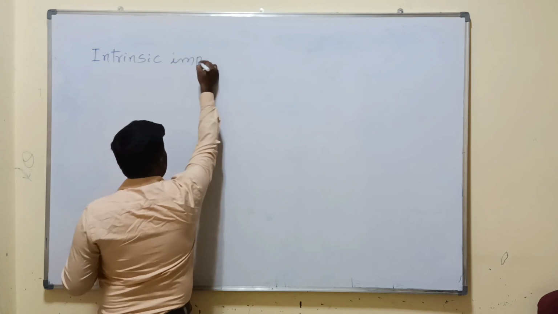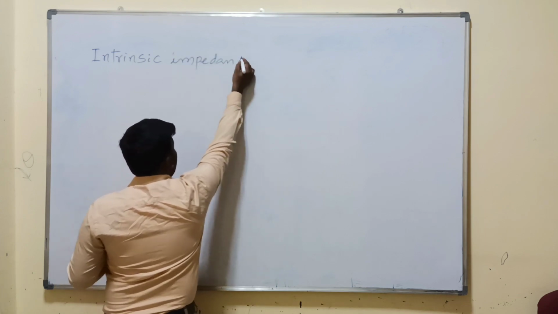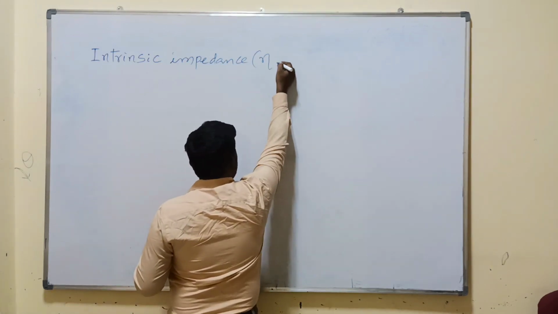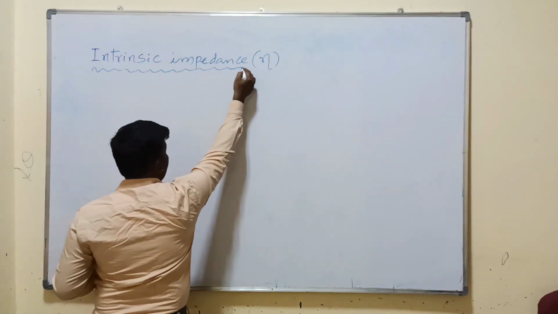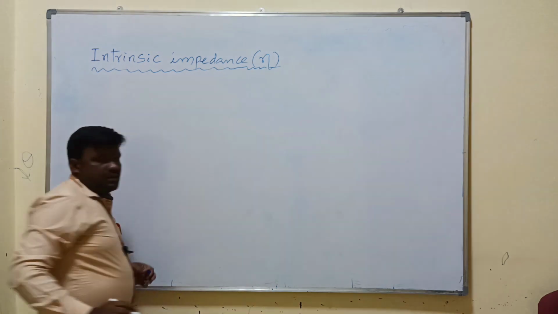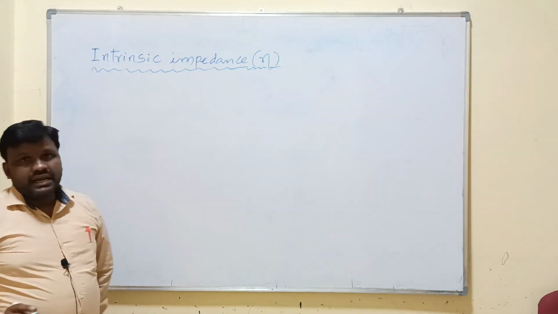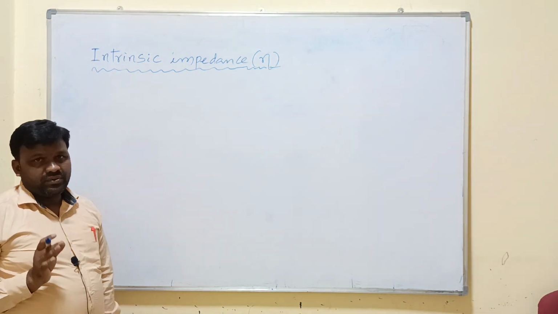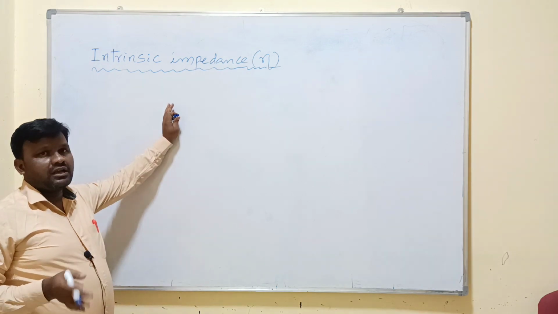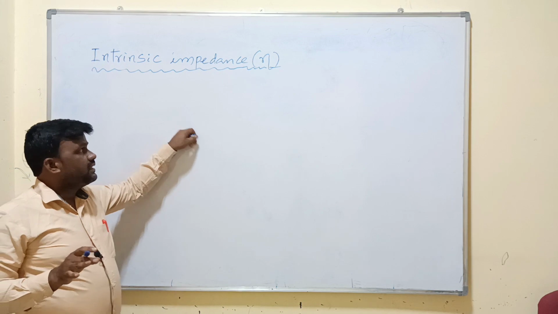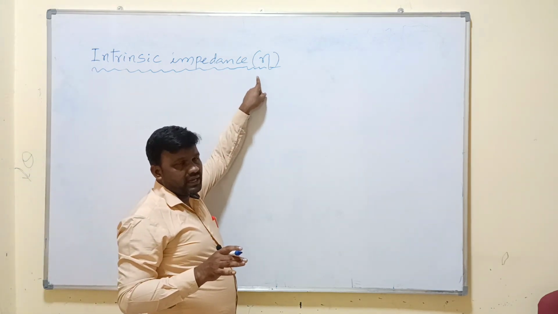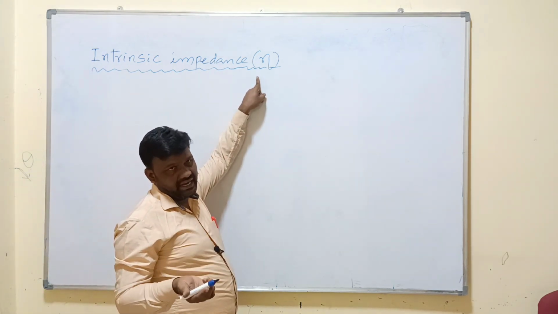Intrinsic impedance is represented by eta. It is the impedance of the electromagnetic wave. Basically, this depends upon the given medium. Based on the medium, the intrinsic impedance of the electromagnetic wave varies.